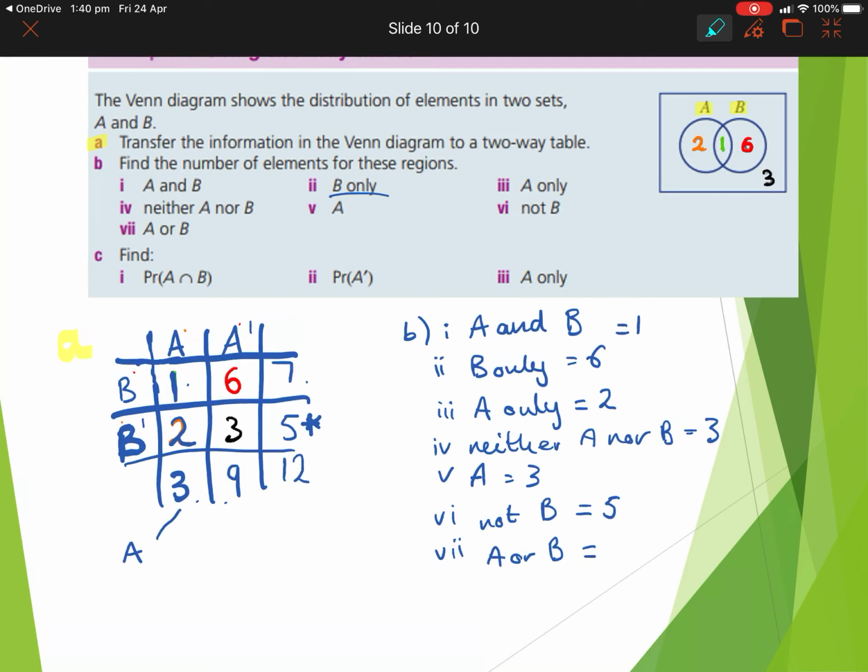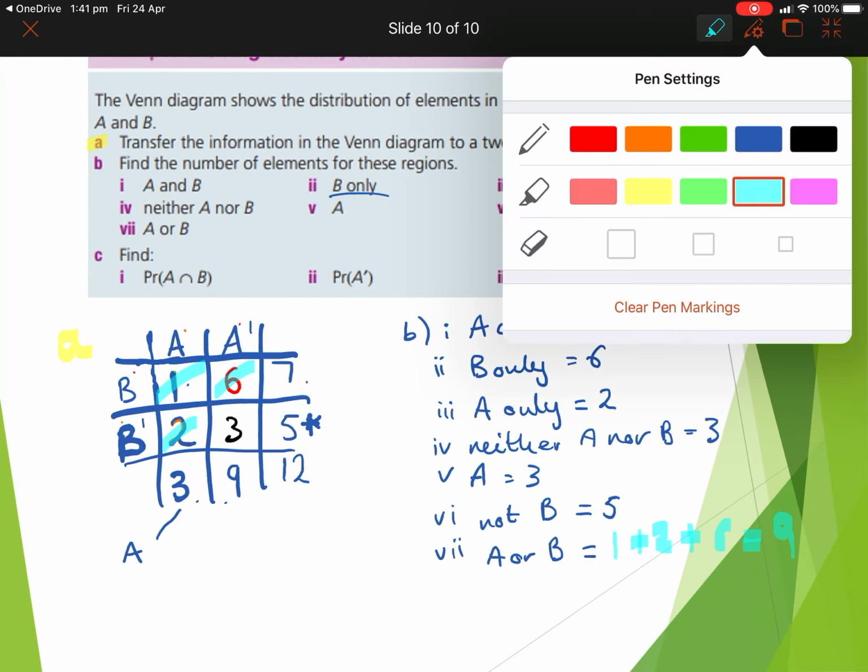the ones that include A, the ones that include B, and the intersection. Okay, so it could be this is A only, this is B only, and this is the intersection. So you can add all of those up. So you've got 1 plus 2 plus 6, which equals 9. Okay, so you've got to add those 3 to get A or B.